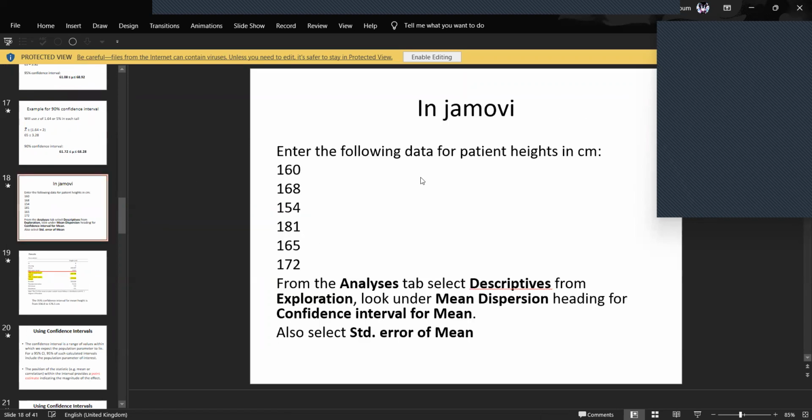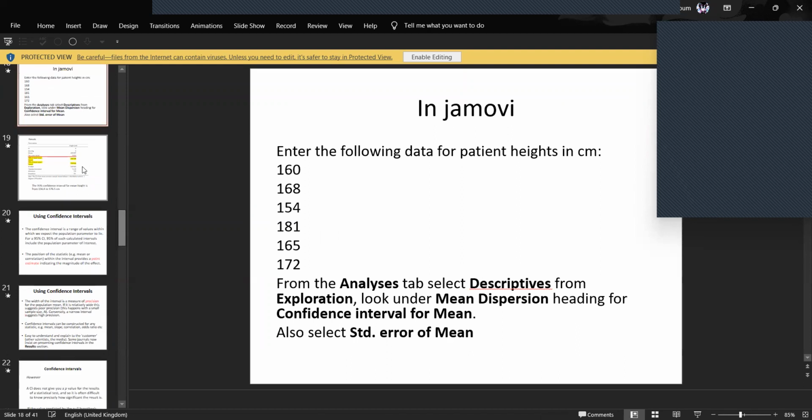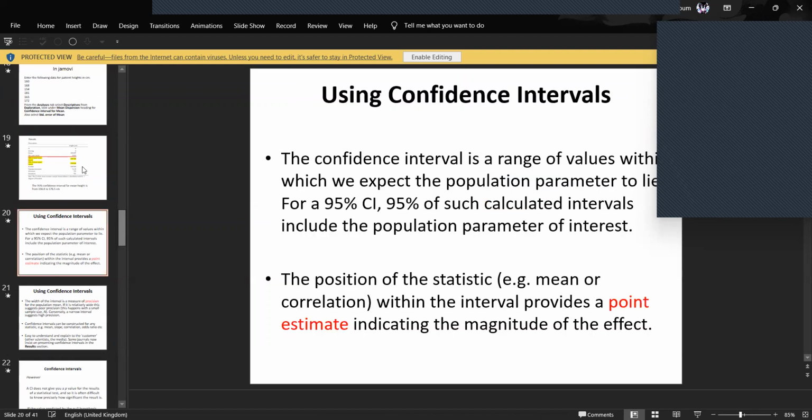And you can also do this in Jamovi, but you won't have Jamovi in the exam, so I'm not really going to cover this because it's not that important. So the point of the confidence interval is that you'd expect the population parameter, or the true population mean, to lie in an area where in your 95% confidence interval 95% of the time. Okay?